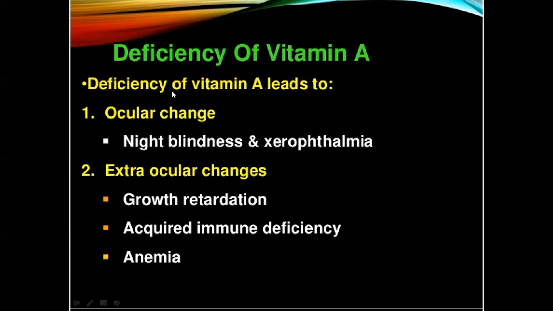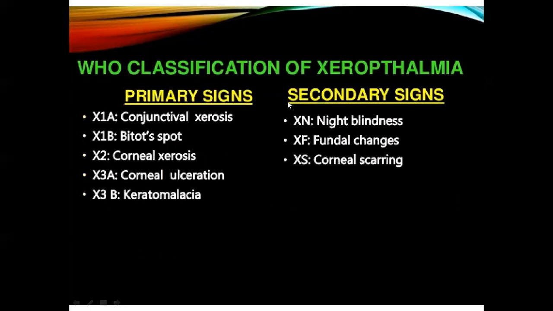WHO classification of xerophthalmia. The first primary sign is conjunctival xerosis, X1A, called conjunctival xerosis. X1B, Bitot spot. X2, corneal xerosis. And X3A, corneal ulceration. X3B, keratomalacia. XN, night blindness. XF, fundal changes. And XS is corneal scarring.